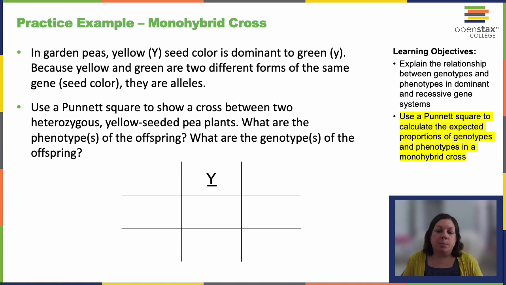So each box is going to represent the diploid genotype of a zygote or a fertilized egg. All right. Because each possibility is equally likely, genotypic ratios can be determined from a Punnett square. If the pattern of inheritance, dominant recessive, is known, the phenotypic ratios can be inferred as well. In this case, only one genotype is possible in the F1 generation. All offspring are going to be big Y, little y, and have yellow seeds.